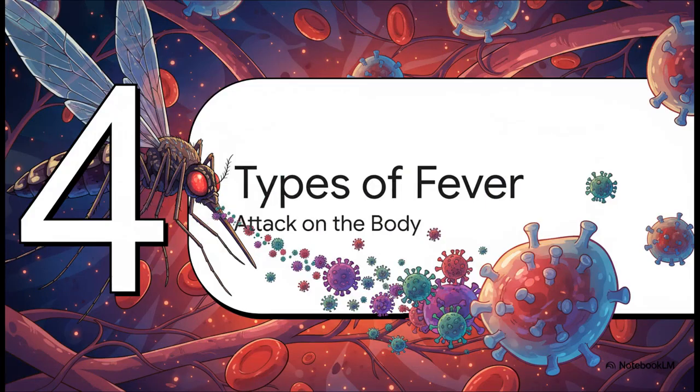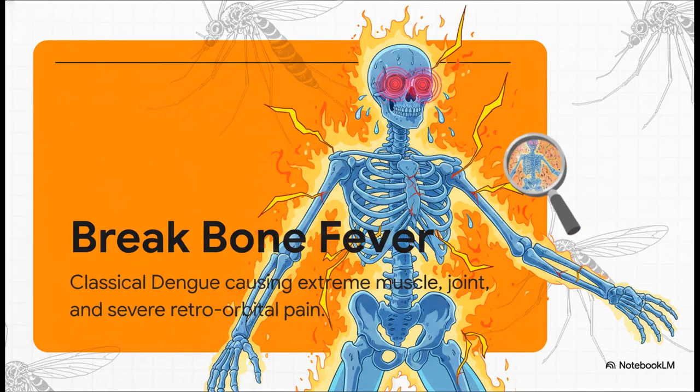Section 4. Types of dengue fever, the attack on the body. For a lot of people, a dengue infection shows up as classical dengue, which has totally earned the horrifying nickname breakbone fever. And believe me, it lives up to the name. Patients deal with extreme muscle pain, intense joint pain, super high fevers, and this very specific agonizing pain located directly behind the eyes, called retroorbital pain. Patients say it feels like your bones are literally breaking under the strain of the virus.